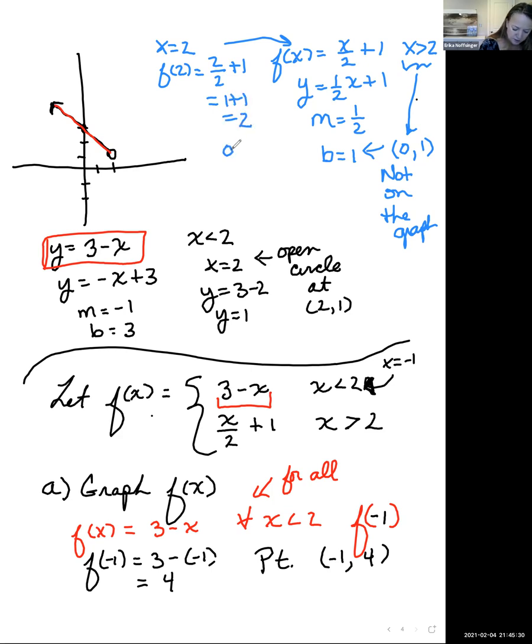So I know I have an open circle at 2, 2. So if I plot that, when I go to 2, up to 2, I have an open circle. And now just plug in values greater than 2. Or we know the slope is 1/2, so we can rise 1, run over 2. So rise 1, run over 2. And so our graph would look like this on the right of x equals 2.